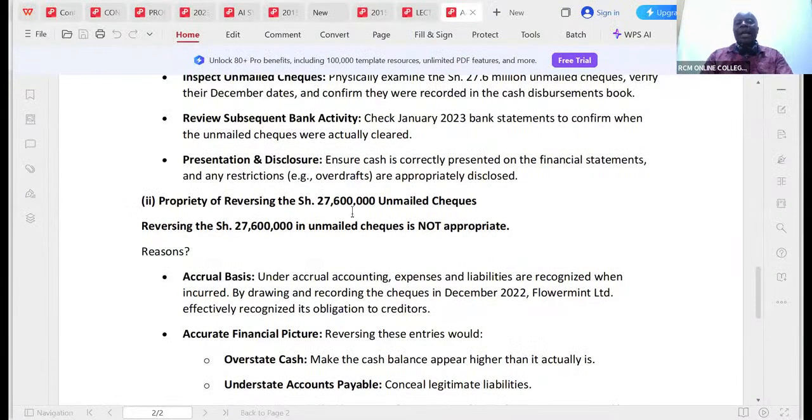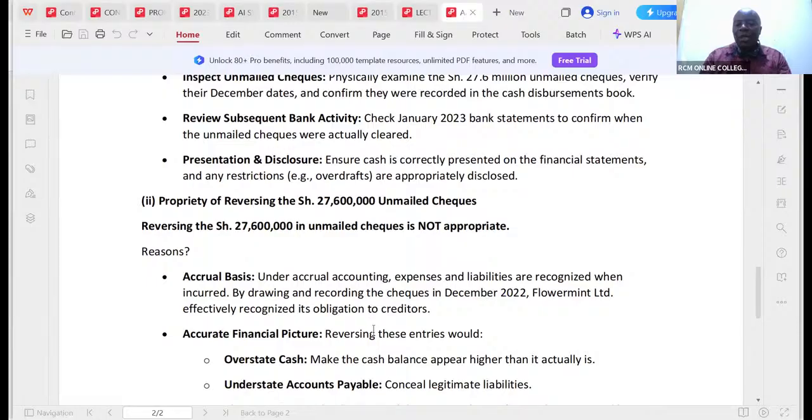Propriety of reversing the 27.6 million in unpresented checks: reversing the 27.6 million in unpresented checks is not appropriate. Reasons: accrual. Under accrual accounting, expenses and liabilities are recognized when incurred. By drawing and recording the checks in December 2022, Flour Mint Limited effectively recognized its obligations to creditors. We owed these people by that time.